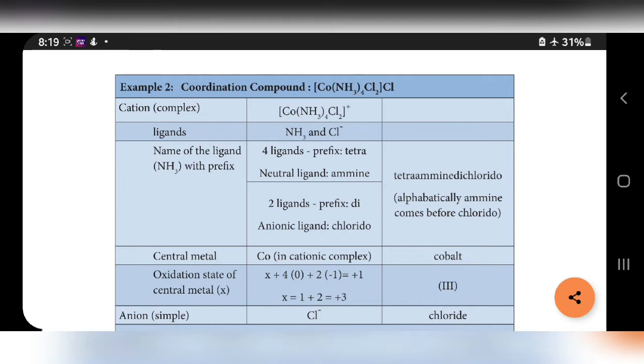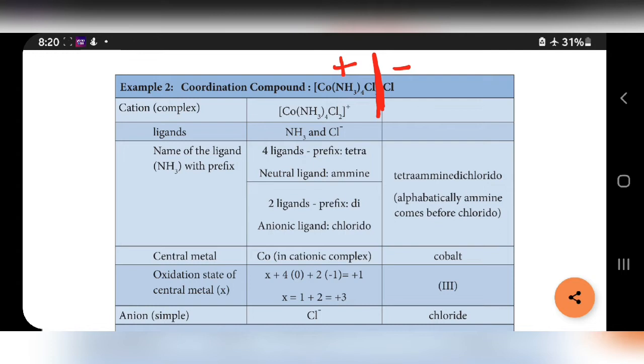Next one, second example, [Co(NH3)4Cl2]Cl. If this compound is ionized, as I already told, a coordination compound is ionized into the square bracket part and the part other than the square bracket. So I marked it here. Which one comes first? Here the square bracket comes first, so that has positive charge. The second part has negative charge. How many Cl? Only one Cl, so single negative charge. For balancing that, a single positive charge will come.